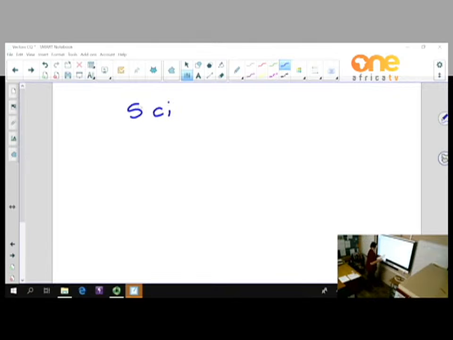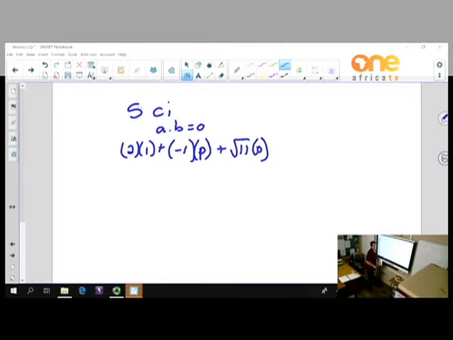C1. Okay. And so this is then A dot B is equal to 0. This is what we want to show. So 2 times 1, plus negative 1 times P. This is the value that I need to find. Plus the square root of 11 times 0. There is no K, so I multiply it with 0, is equal to 0. Why? Because then the angle is 90 degrees. And that gives you that P is equal to 2.